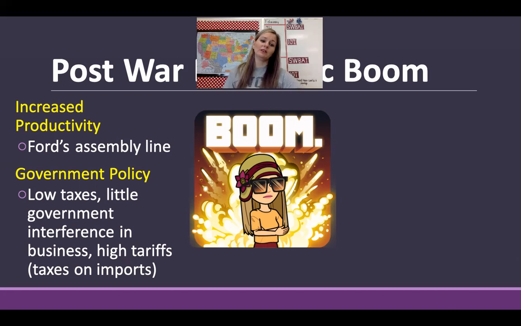So a high tariff means that they put a tax on imports, on items coming into the United States, which makes those imported items more expensive, which means that it's more likely that people would buy the goods made in America, thus helping out the US economy.